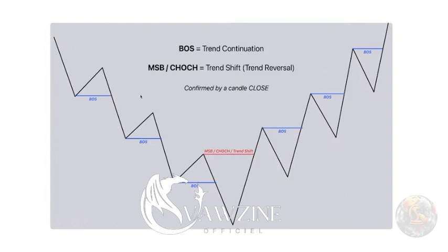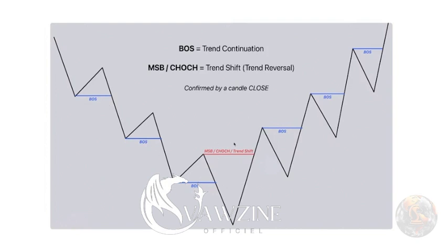Remember that. A reversal, on the other hand, or when the trend shifts, it always begins with what's called a market structure break, a change of character, or a trend shift. Trend reversal. You can use any of those that you wish. Pick whichever one works for you. I personally use market structure break, MSB, but you can do whatever you want. The only point of it is so that you can differentiate between trend continuation and trend reversal.